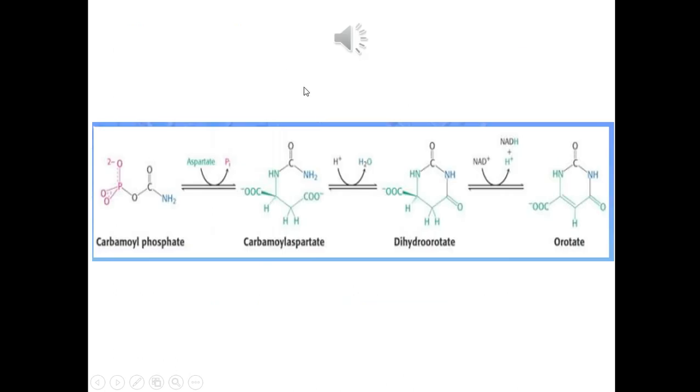This slide shows the formation of orotate. First, carbamyl phosphate will react with aspartate or aspartic acid. This reaction, catalyzed by aspartate transcarbamylase, leads to the formation of carbamyl aspartate. Then the dihydroorotase enzyme leads to the formation of dihydroorotate. This will be oxidized by dihydroorotate dehydrogenase to form orotate.